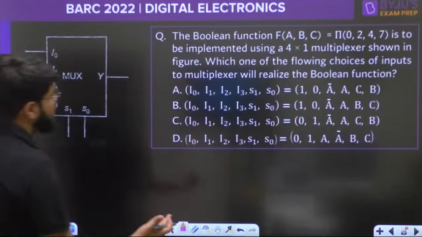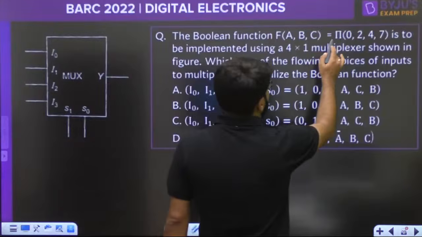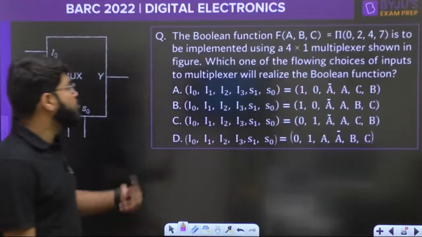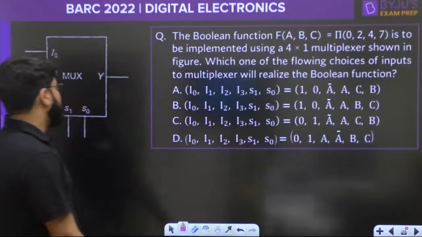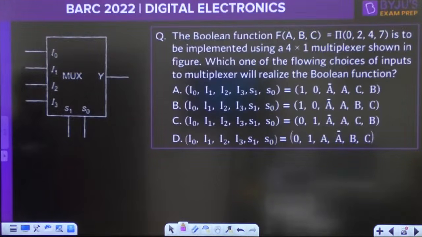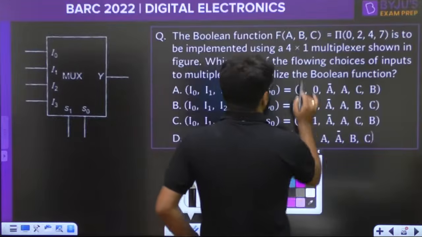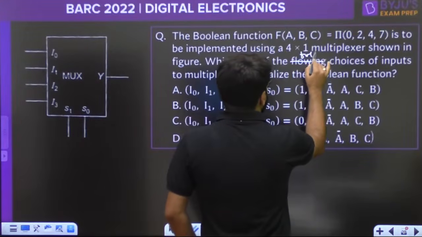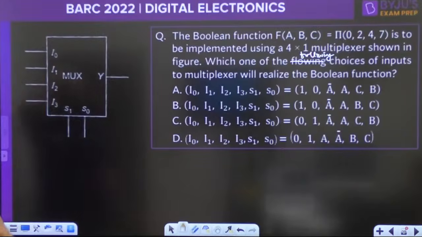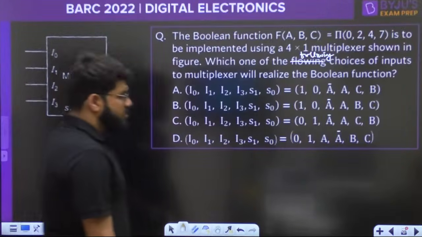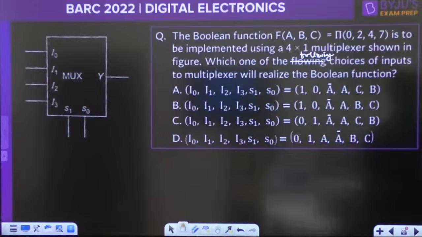Okay, the Boolean function, product of max terms 0 to 4, is to be implemented using the multiplexer shown in the figure. There is some typo error, I think. Which of the following choices of inputs to the multiplexer will realize the Boolean function?